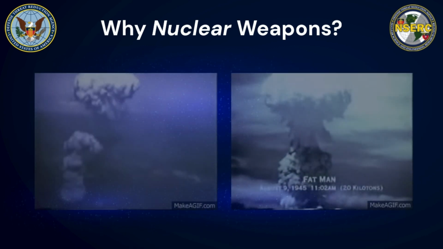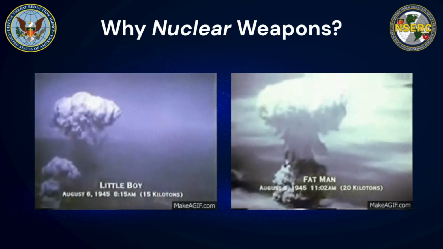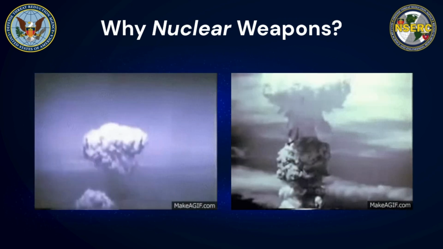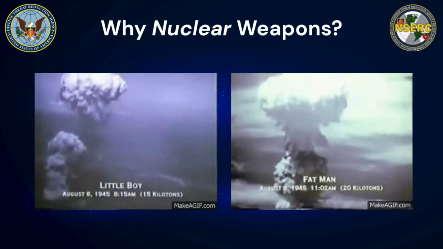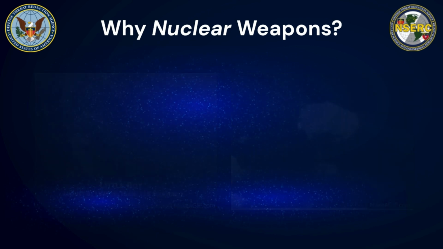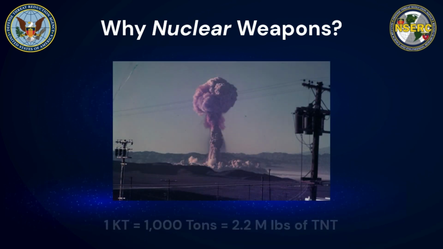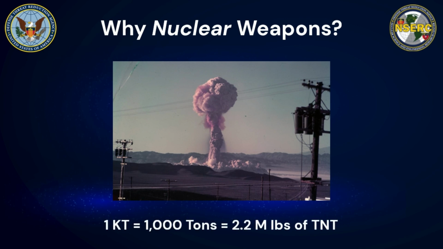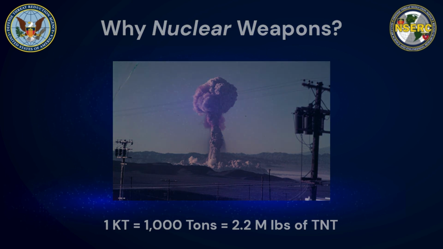Since a single nuclear device may replicate the devastation of thousands, if not millions of tons of TNT, this is exactly why the Department of Defense typically measures nuclear explosions in terms of kilotons. 1 kiloton of nuclear yield is roughly equal to the explosive energy released by 2.2 million pounds of TNT.